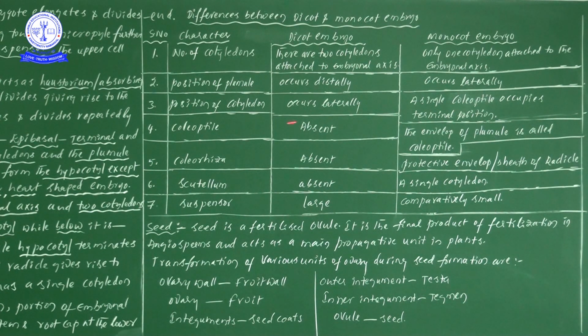Next one, position of cotyledon in a monocot embryo. How many cotyledons are there? A single cotyledon occupies terminal position. So in a terminal position we can find the presence of a single cotyledon. Next one, coleoptile point of view. It is the envelope of which one? Coleoptile is the envelope of plumule and definitely protects the plumule. Okay. Next one, coleorhiza. It is also a protective sheath which protects the radicle.